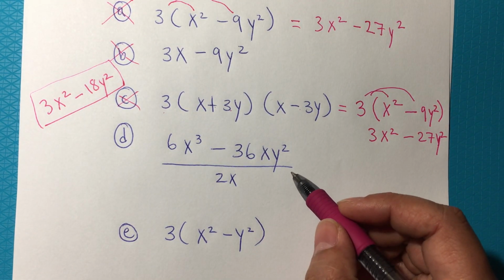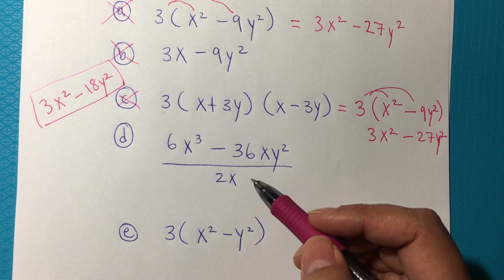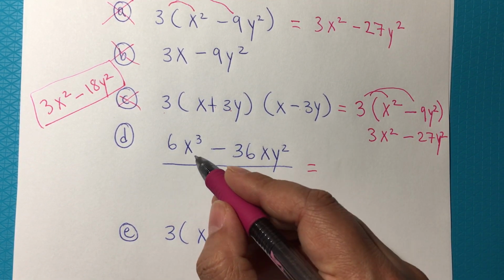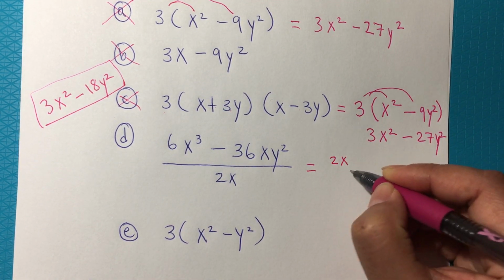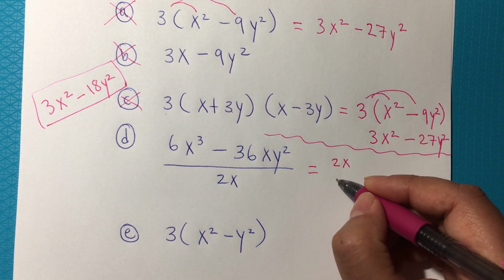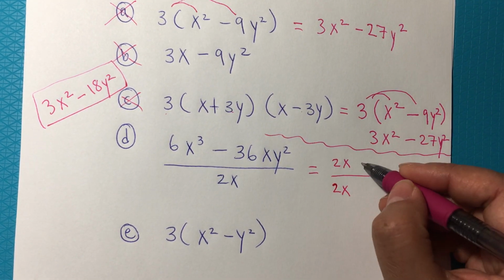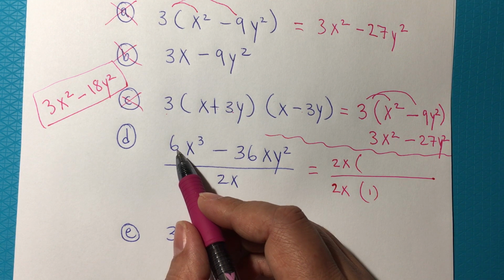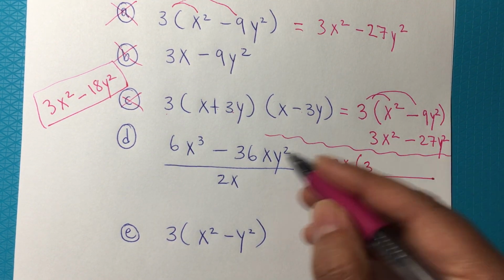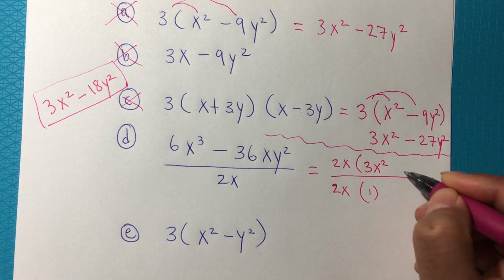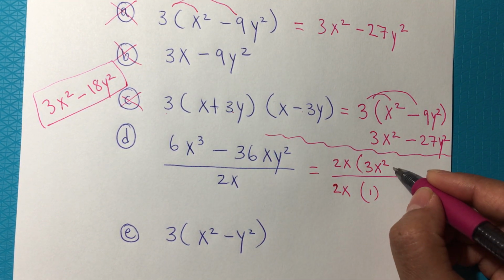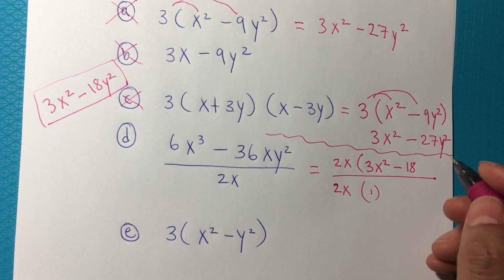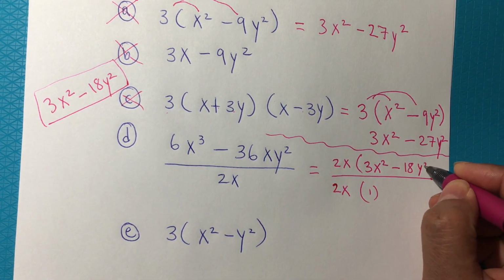For letter D, what I can do is look for the greatest common factor and simplify. And I notice that the greatest common factor for all 3 of them is 2x. So I put 2x, let me separate those, 2x and 2x in the denominator. I open my parentheses, and then this is just times 1 basically. And in here, 6 divided by 2 is 3. X cubed divided by x is x squared. The negative divided by positive is negative. 36 divided by 2 is 18. X divided by x is 1, so we don't put it, and just bring over the y squared.